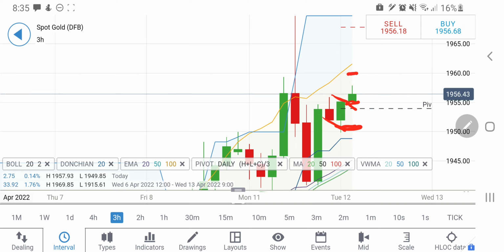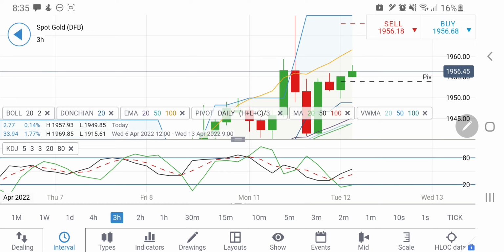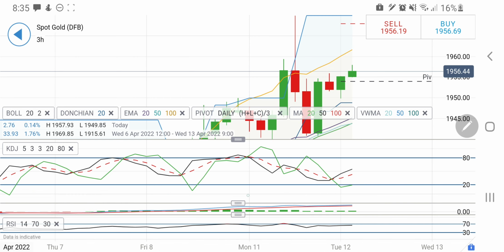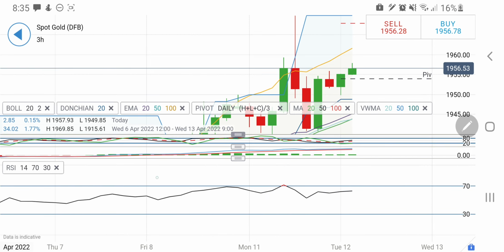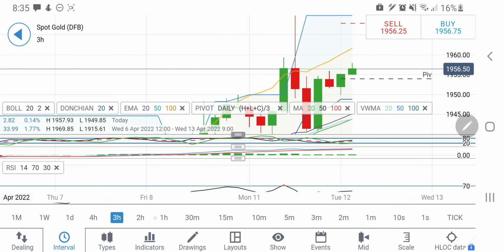If it breaks and sustains above 1960, nothing like that, we may see a very strong rise in gold, and it may try to again go till towards 1970 and plus levels. This time 1970, 1978, and in fact it can try to go till towards 1991. 2000 can also be achieved. So MACD is running parallel, and RSI not showing any signs here.